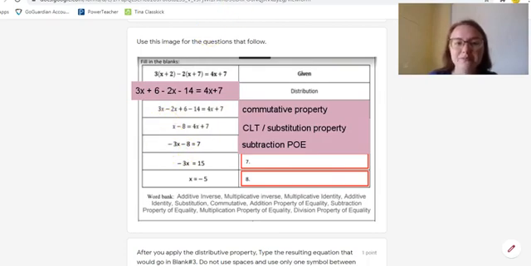So remember with variables, if they don't have a coefficient, or it doesn't look like they have a coefficient, they do. It's a coefficient of 1, right? So if I were to subtract the 4x on both sides, this would have canceled, and 1 minus 4x would give me negative 3. Okay, so that's subtraction property of equality. Okay, I'm going to get my text box back.